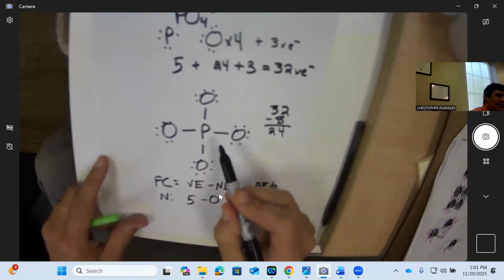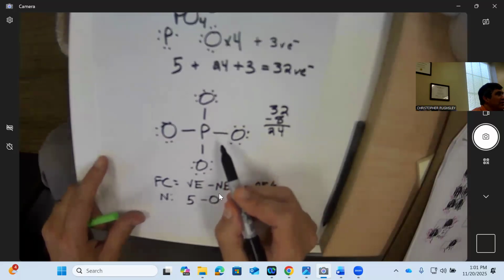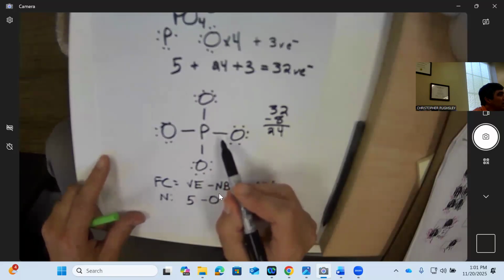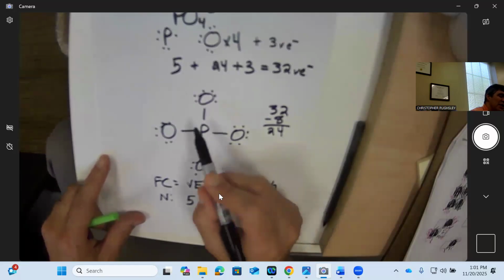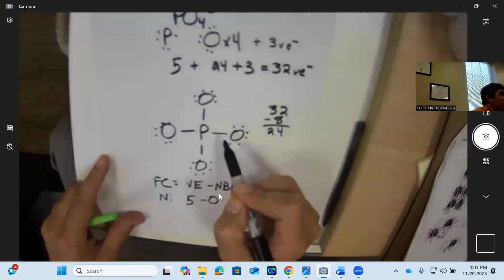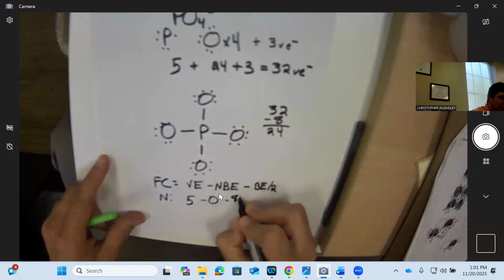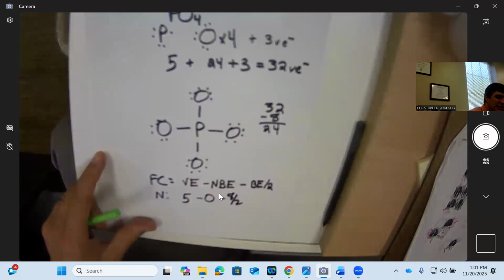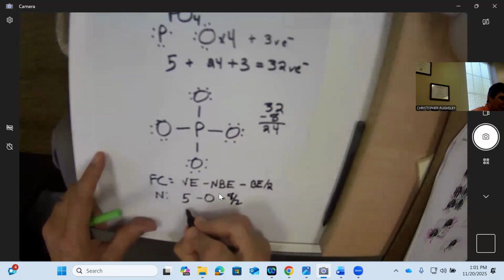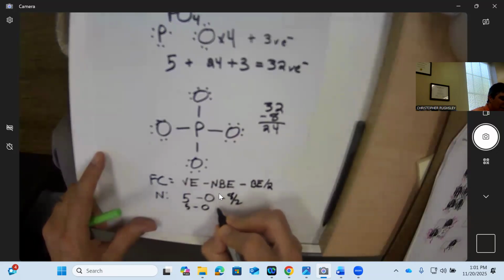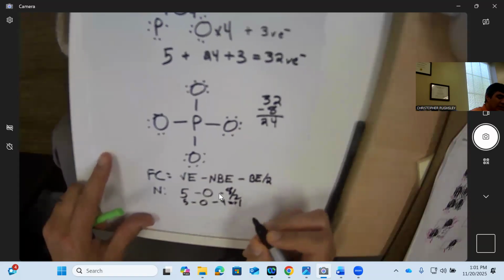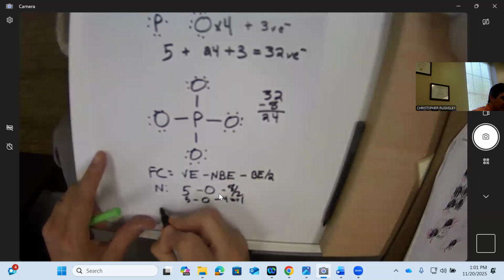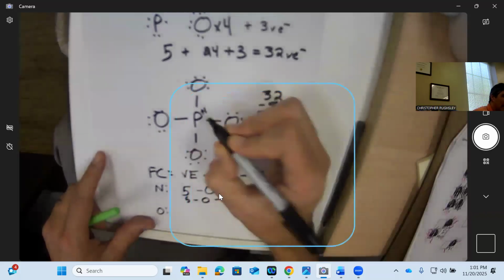How many bonding electrons do we have over here? There are 2 electrons in every bond. So how many electrons do I have total? 8. So 8 divided by 2, and this is the way Esmeralda told us the formula. So I get 5 minus 0 minus 4, which equals 1, positive 1. So this is positive 1 right here.